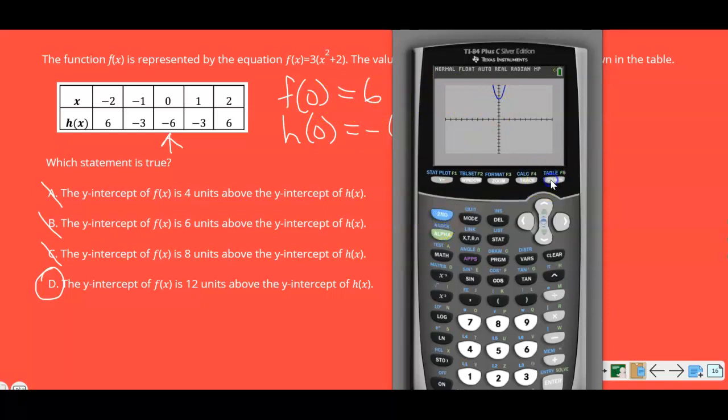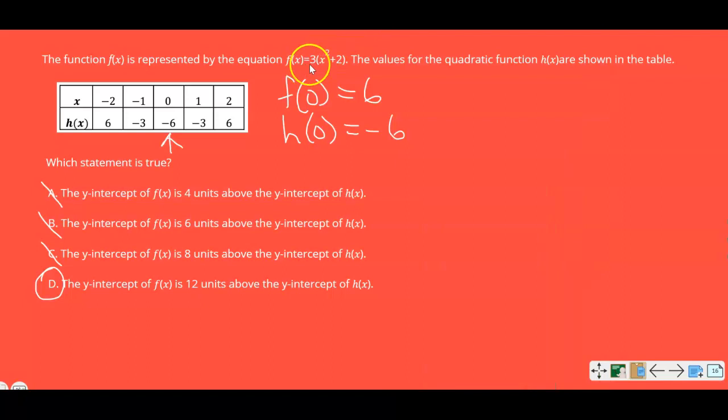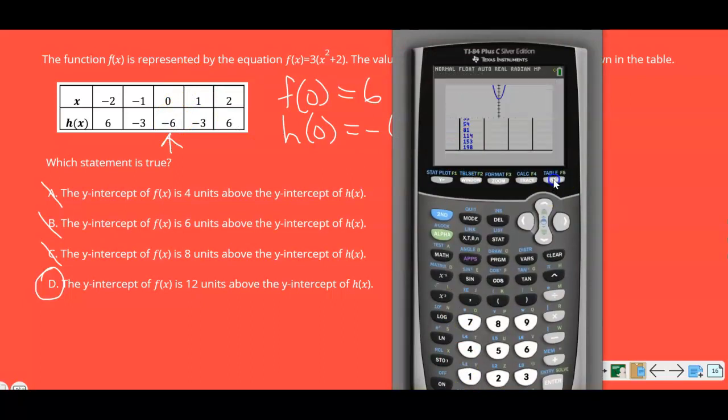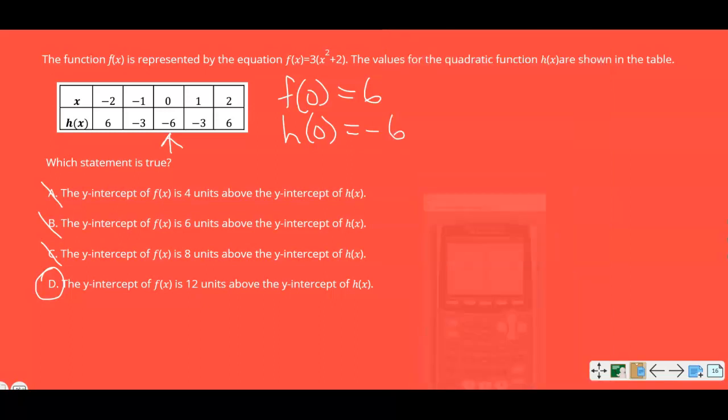And you also could do second table and see that point there. When x is 0, y is 6. So there's a couple different ways to find the y-intercept here. You also could graph those points if you wanted to see how far it is from this point to this point. But if you look at the graph and you know you've got a point at 6 and you have another point at negative 6, you can count. There are 12 units between 6 and negative 6.